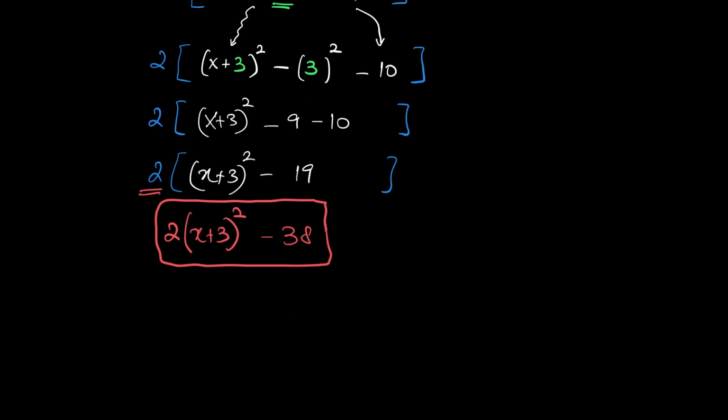अब final answer के अंदर when I get rid of the blue bracket, I have to multiply this 2 with this bracket and the negative 19. 2 can't get inside this bracket, so I just keep it outside the bracket. But 2 can be multiplied by the minus 19. You make it a minus 38. That's the final answer for this one.